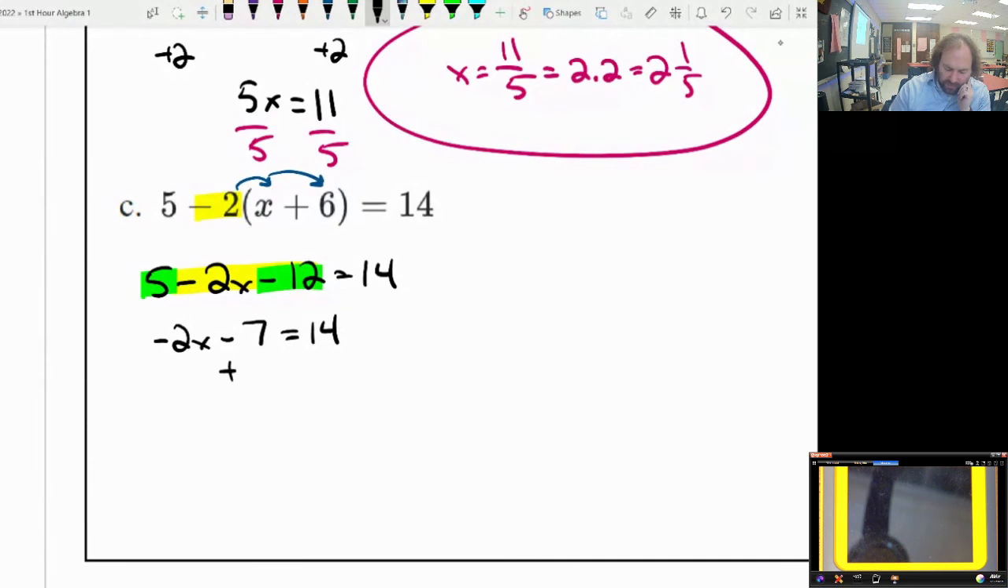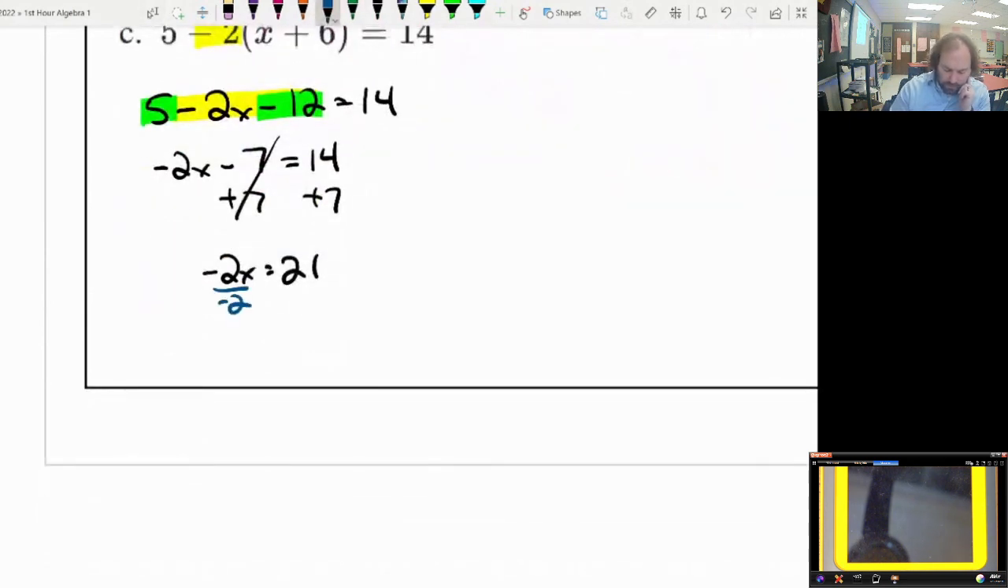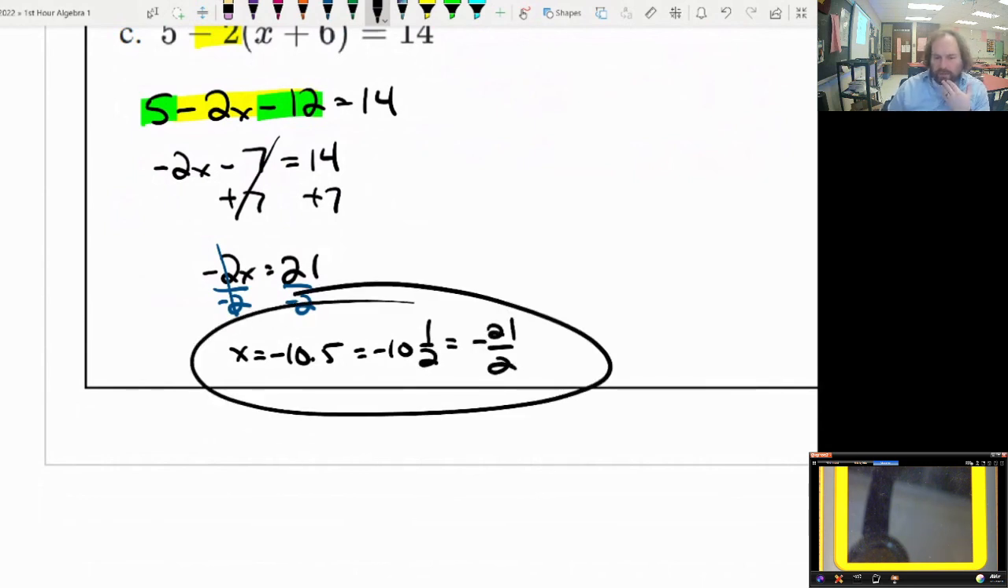We will add the 7 to both sides. We will get those canceling out. We'll get -2x equals 21. And finally, we will divide by -2. Those cancel out, and we'll have x equals -10.5, or -10 and 1/2, or -21 over 2. It doesn't really matter to me which one you want to have. All three of those are the same answer.